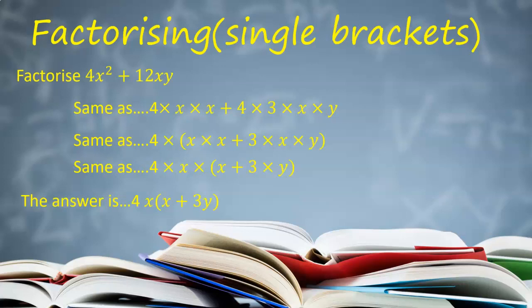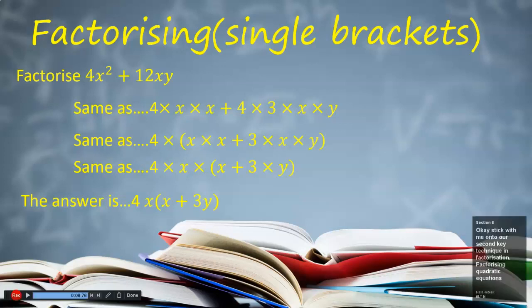And we are left with 4x open brackets x plus 3y, which is really the same as 4x multiplied by x plus 3y. So that is the basic process of factorization, pulling out the common factors of both terms to outside the bracket. If they ask you to factorize an expression, the result should have brackets. Okay, stick with me. Onto our second key technique in factorization, factorizing quadratic equations.